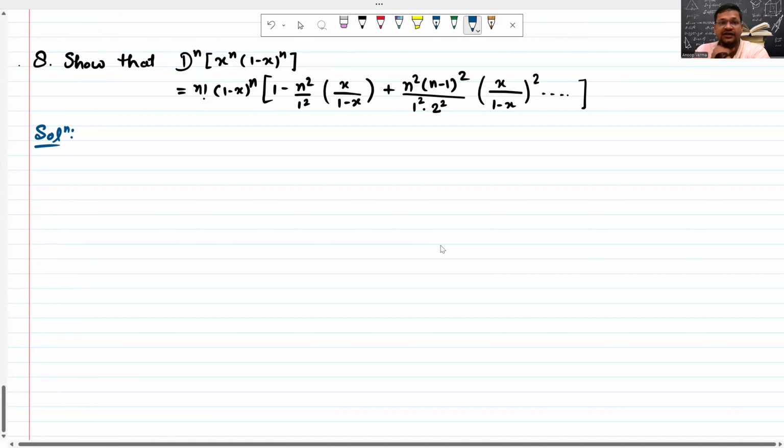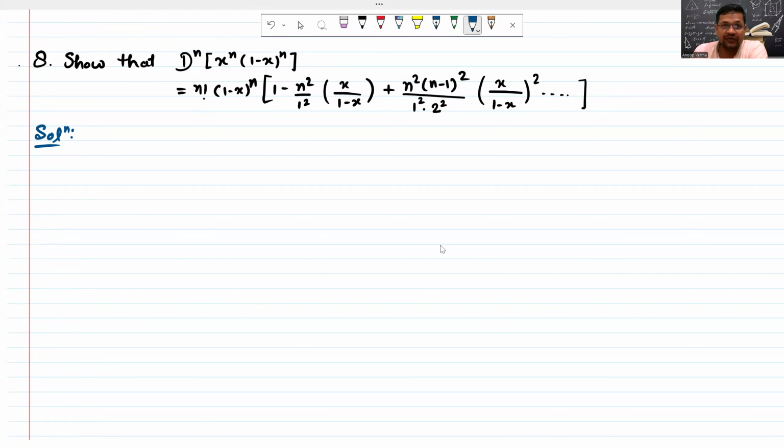We have to find the nth derivative of x की power n and 1 minus x की power n, and that expression should be in the RHS of this type. Okay, so we have to find that. So basically, we have to find the nth derivative of x की power n and 1 minus x की power n. And that expression should be in this form of the RHS, है ना? RHS type का हमें find करना है.